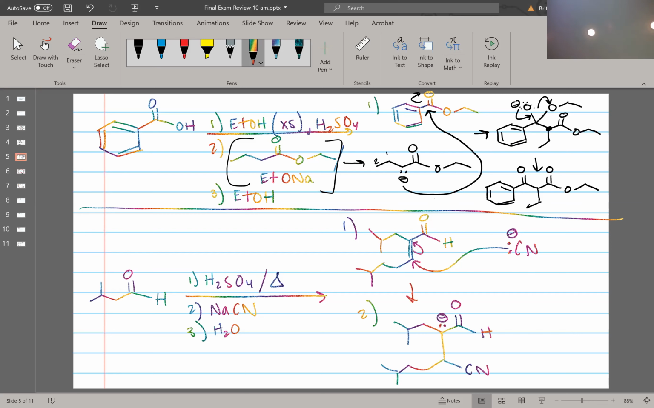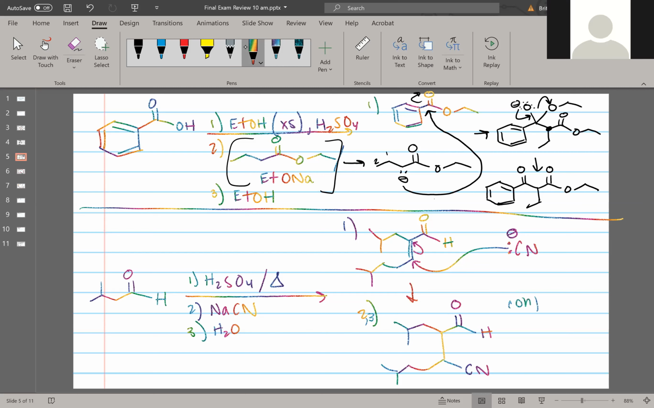And that's why we introduce water to the reaction, so we can protonate that to get to our product. I don't have a lot of space, so I'm just going to draw the product by erasing the enolate. Okay. Does that make sense?